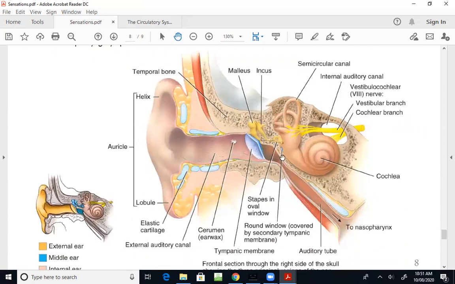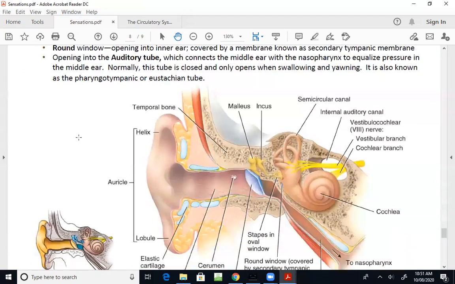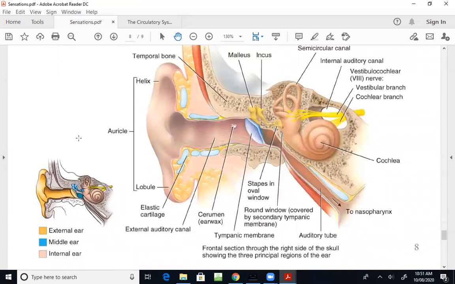And then there's also this tube that runs to our nasopharynx, which is the throat behind our nose. We call this the auditory tube. Also, it's known as a eustachian tube or pharyngotympanic tube. And it helps equalize pressure in our middle ear and explains why if you plug your nose and act like you're blowing your nose, what happens to your ears? They pop.